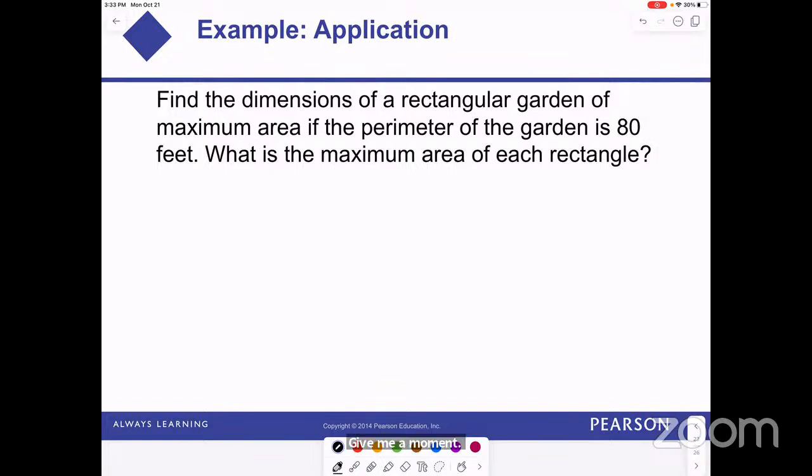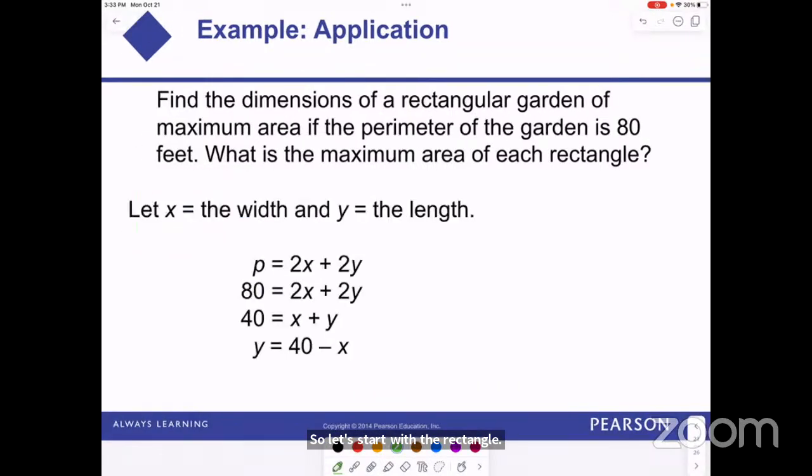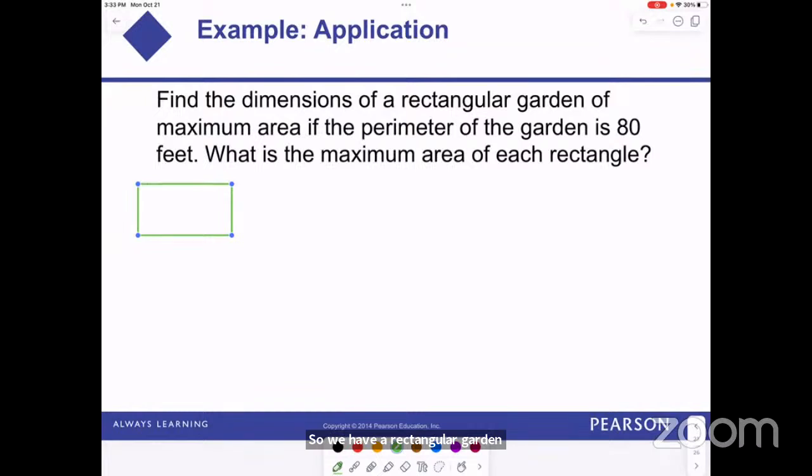All right, so here we're asked to find the dimensions of a rectangular garden of maximum area. If the perimeter of the garden is 80 feet, what is the maximum area of the rectangle? Okay. So let's start with the rectangle. We have a rectangular garden. Let's say this is the length, and let's say this is the width.